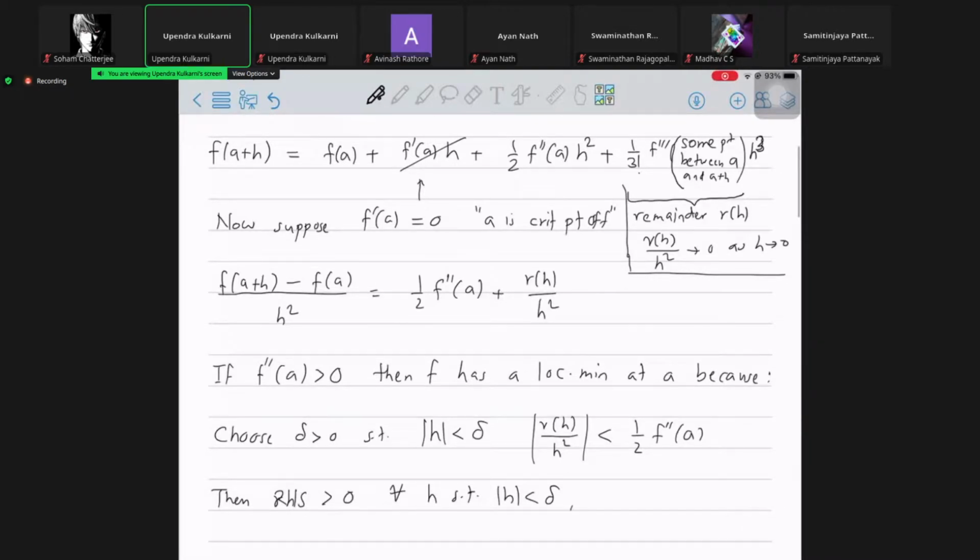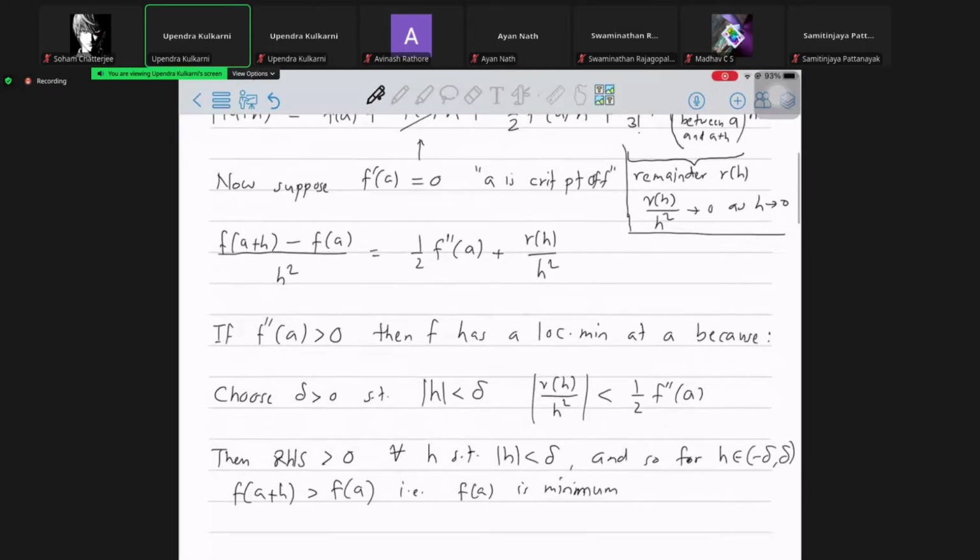And so for h in this window, f of a plus h is going to be greater than f of a, which is to say that f of a is the minimum value of f in the neighborhood a minus delta to a plus delta.